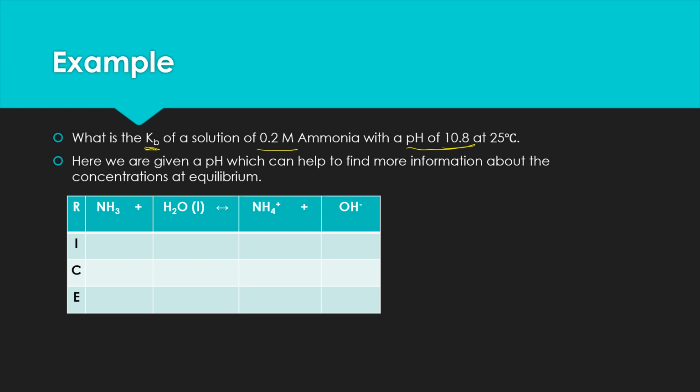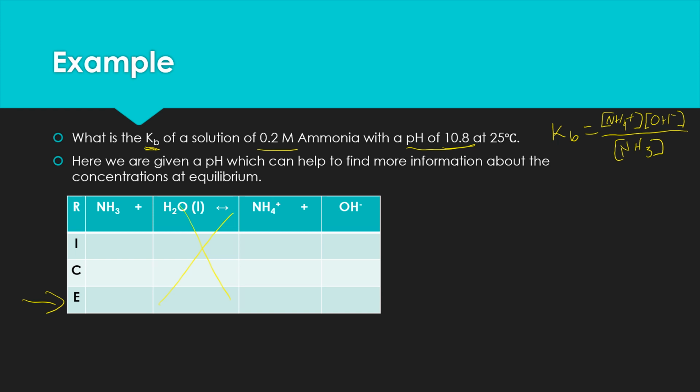So let's just think about our Kb expression. If we were to write that for this equation, we would have NH4+, so products, and we'd have OH- over reactants, which would be NH3. Water's a liquid, we're going to leave that part out. So if we want to find the Kb value, we need all of the equilibrium concentrations of those 3 substances.